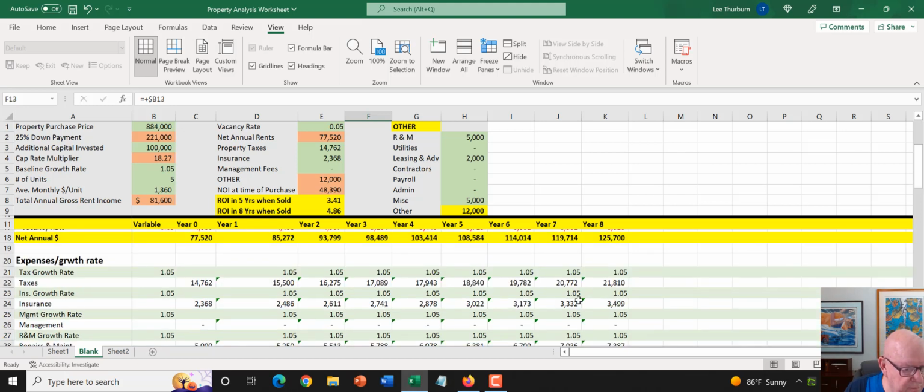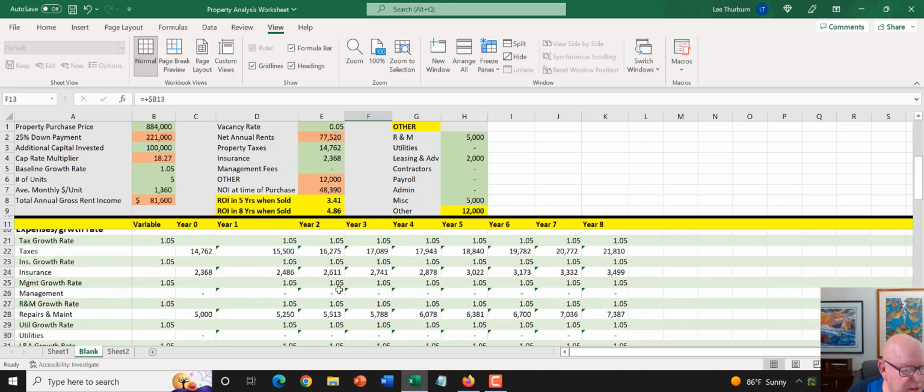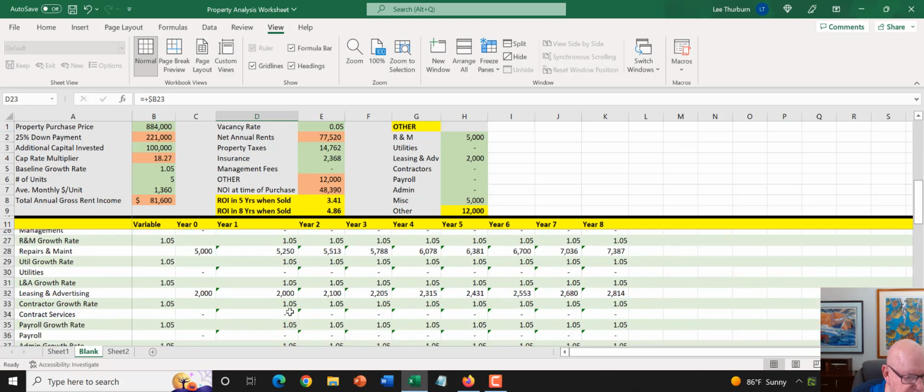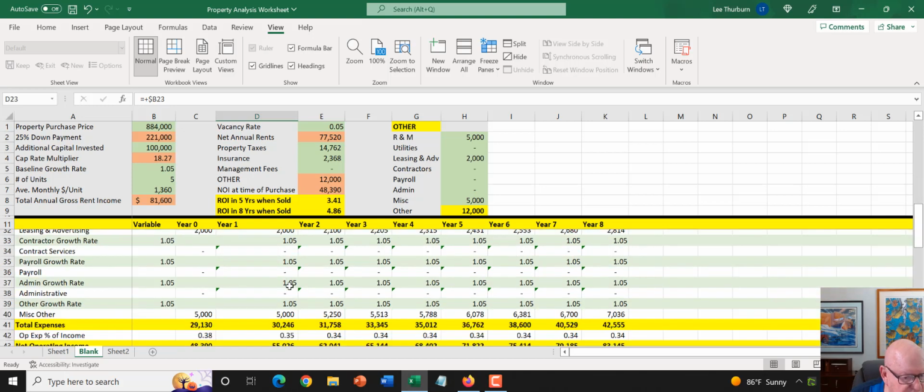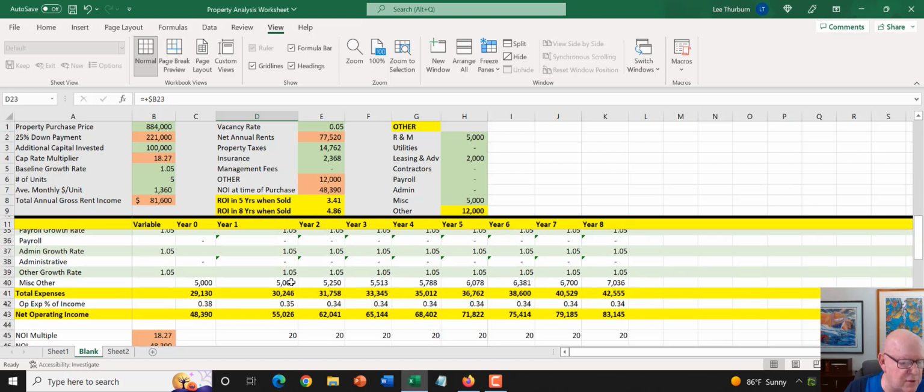$125,700. Now, we're going to leave our tax growth rate at 5% per year. We're going to leave our insurance growth rate at 5% per year. There's no management. There's repairs and maintenance. We're going to put that in at 5% per year. And we're going to put leasing and advertising in, growing at 5% per year. This is a simple analysis. And then miscellaneous other costs at 5% per year.